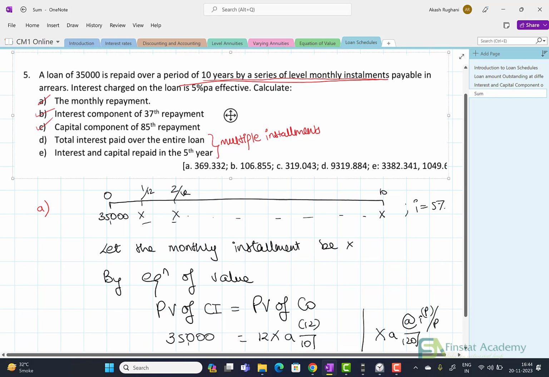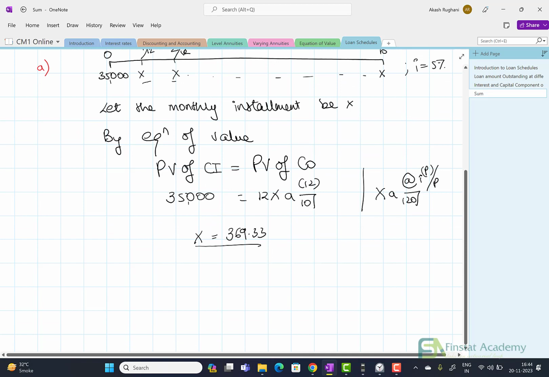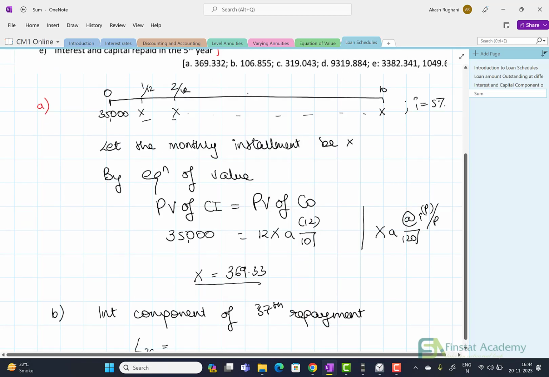Now the interest component of the 37th repayment. Yeah, so the interest component of 37th. So guys, again the same thing. 37th, I have to do LT minus 1. So 36, I have to find L36. 36 is basically 3 years. Yeah, I am at time 36 by 12, which is 3 years.